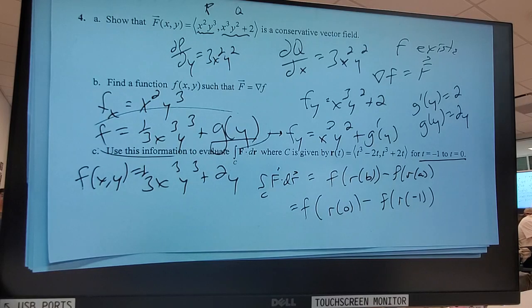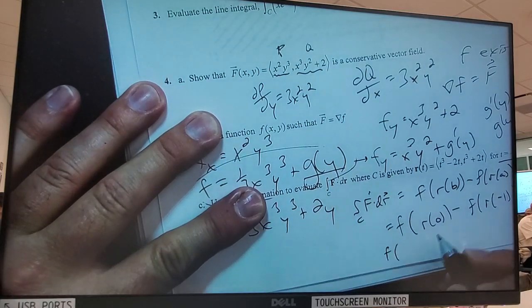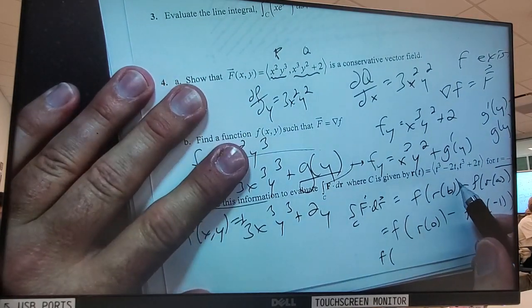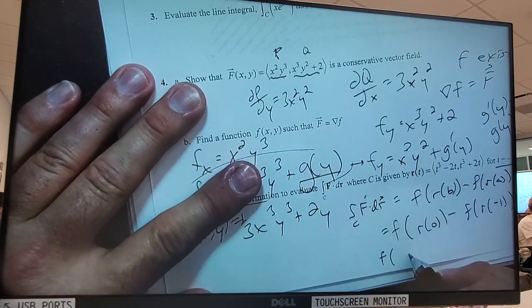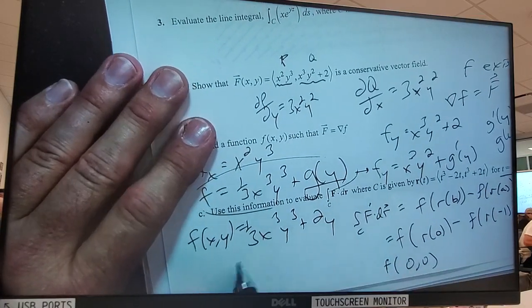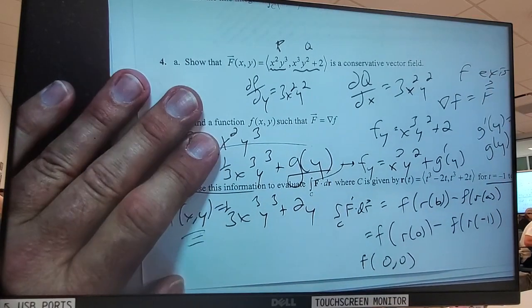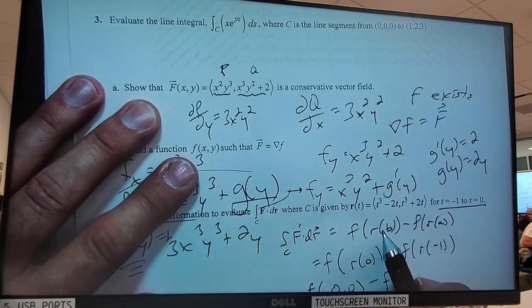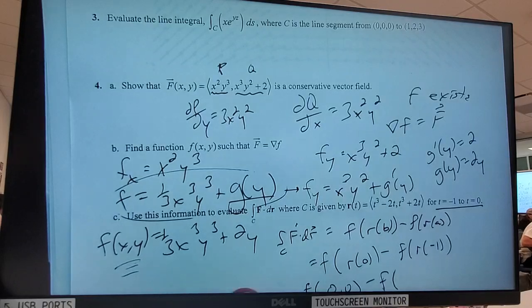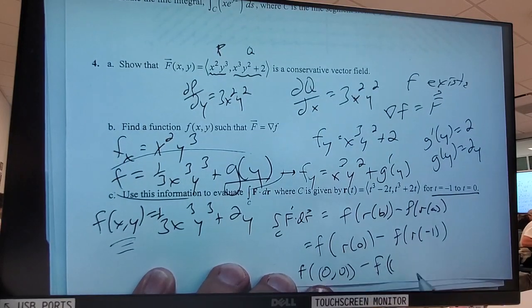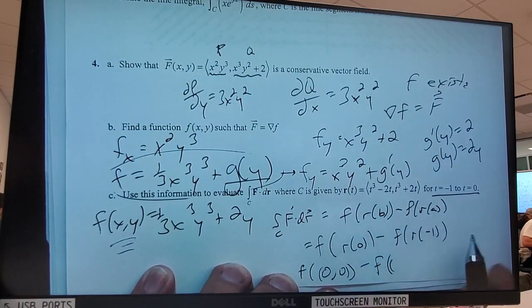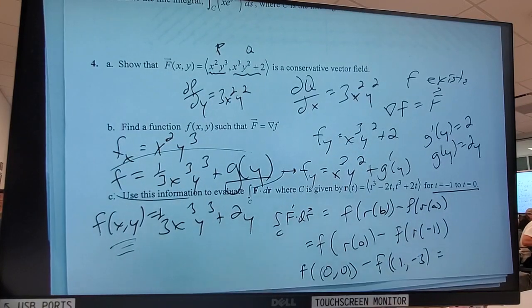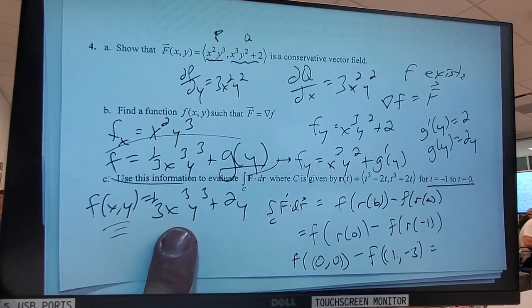What is r of 0? Well, be more specific. 0, 0, yes? Because what does f need for inputs? Points, yes? What is r of negative 1? Yeah, it'd be negative 1 plus 2, so it's 1. It'd be negative 1 minus 2, negative 3. So what's f of 0, 0?